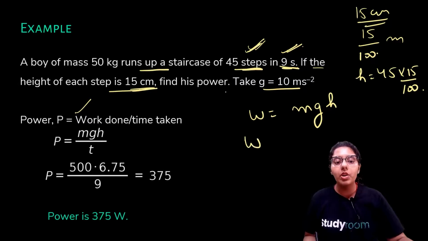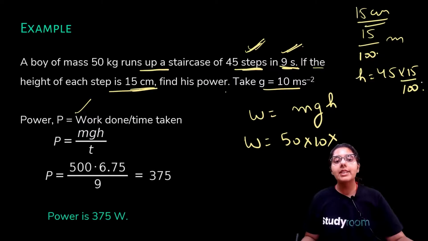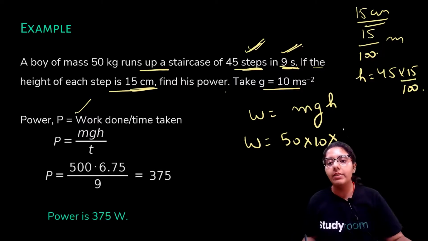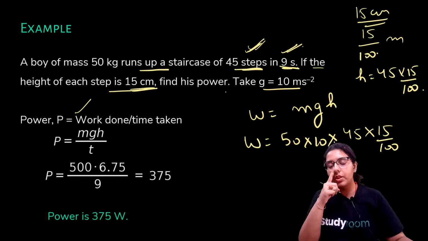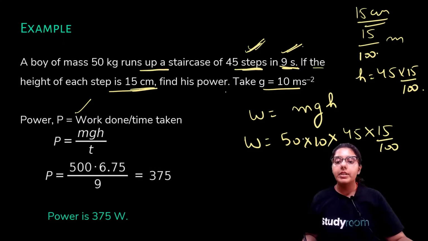So what will be your work done? What is your mass? Mass is 50 kg. So 50 into 10 into h. What is h? 45 steps, and each step is 15 centimeter long. So your height will be 45 into 15 by 100. This is your work done.